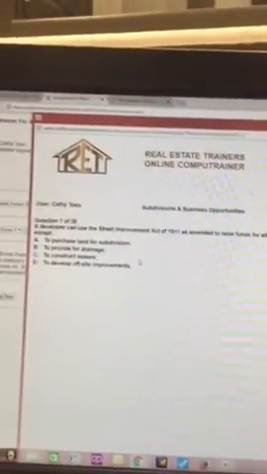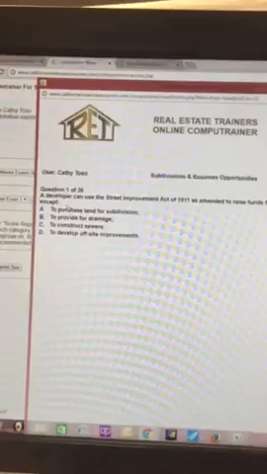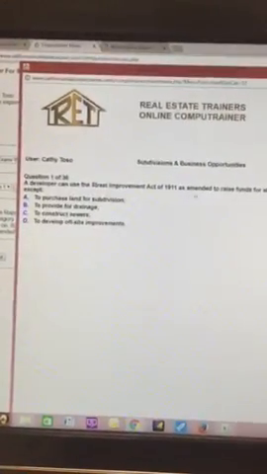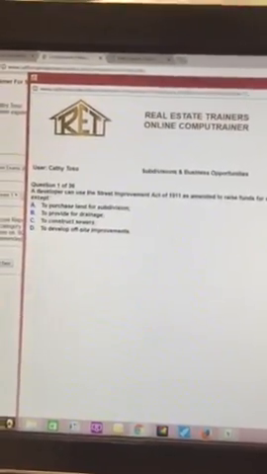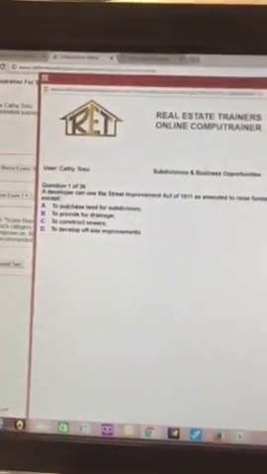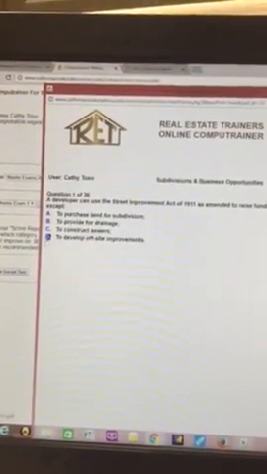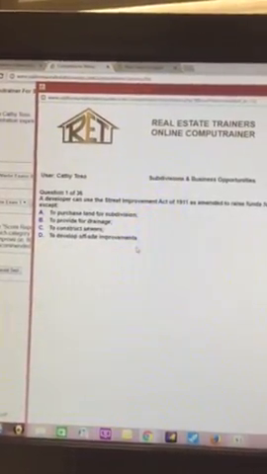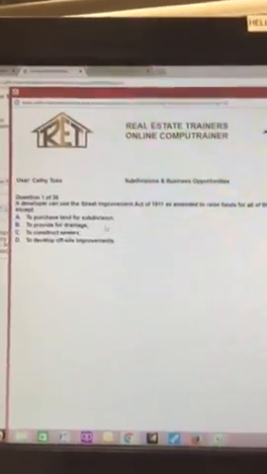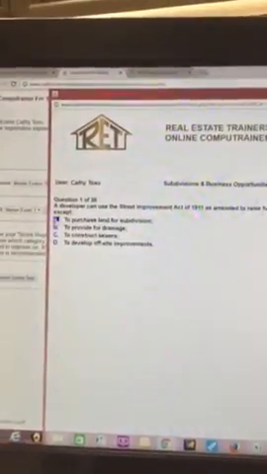So anyways, that's how it goes. So basically what I want you to do with them at this point is just show them this, tell them to slow their mind down and say, okay, a developer can use the Street Improvement Act of 1911 as amended to raise funds for all of the following purposes except to purchase land. That's the correct answer. They're not allowed to purchase land. It is always to do improvements like providing for drainage, constructing sewers, and developing off-site or on-site improvements. But it's never to purchase the land. That has to be done already. So the one thing they can't do is purchase land.